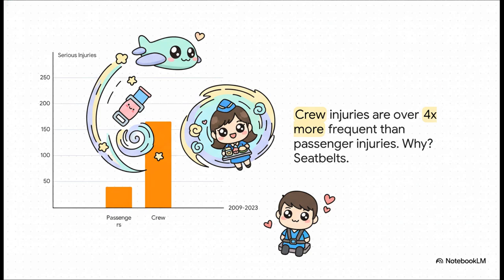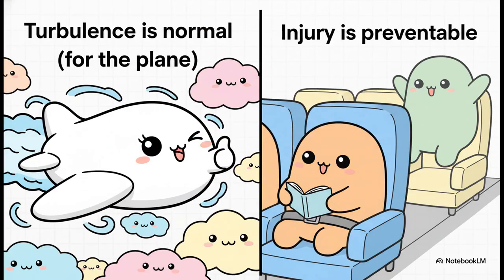Why the huge difference? It's actually pretty simple. Flight attendants are often up on their feet doing their jobs when unexpected turbulence hits. Passengers, on the other hand, are mostly seated. This data tells a really powerful story. And here's the absolute most important takeaway from all of this. While turbulence is a normal part of flying, injuries from it are almost completely preventable.